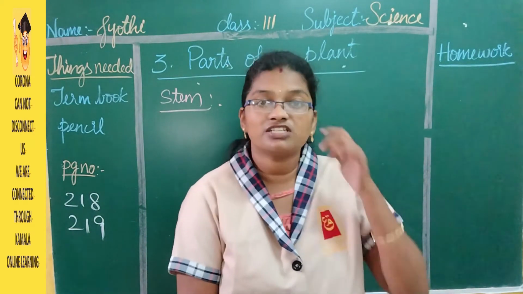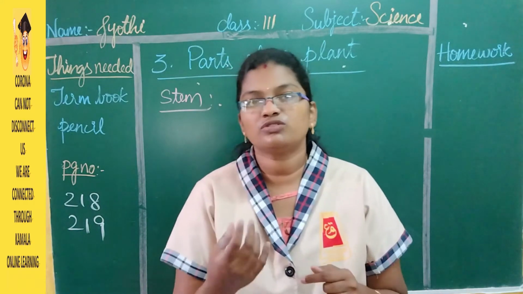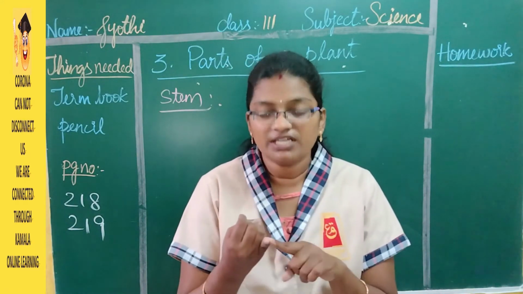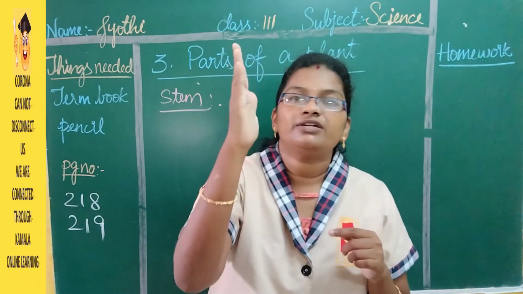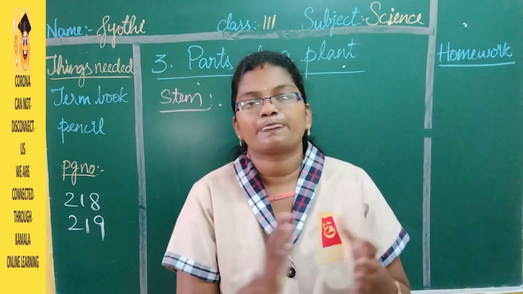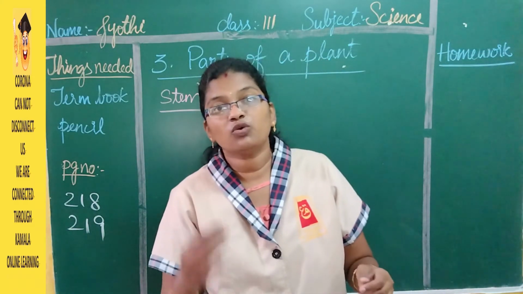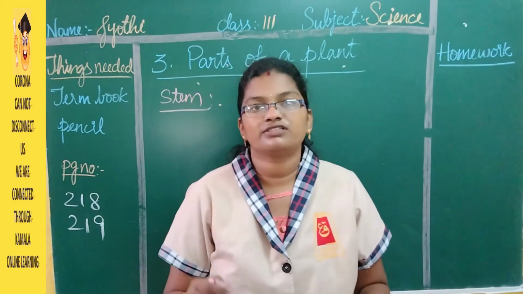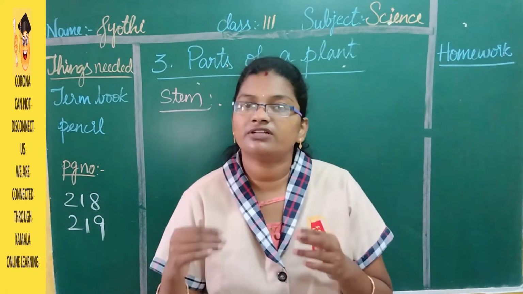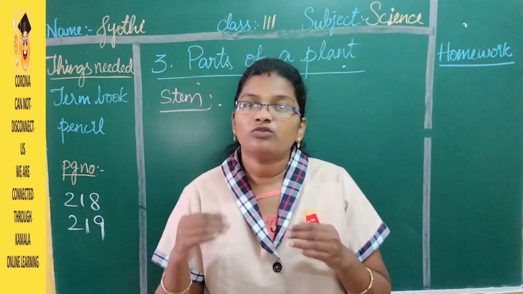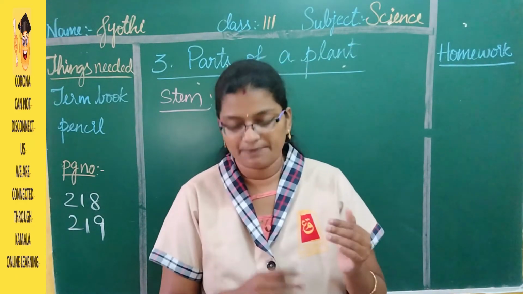So what are the functions of the stem? The stem is the main part of the shoot system. The first use is that the stem makes the plant stand upright. And what is the second use? It is going to connect the roots and the leaves, flowers. That is, it's going to transfer the nutrients and water, whatever the roots absorb, to the different parts through the stem.